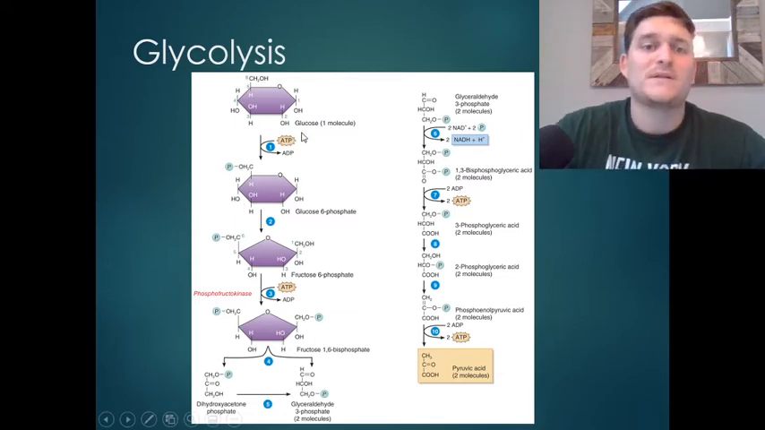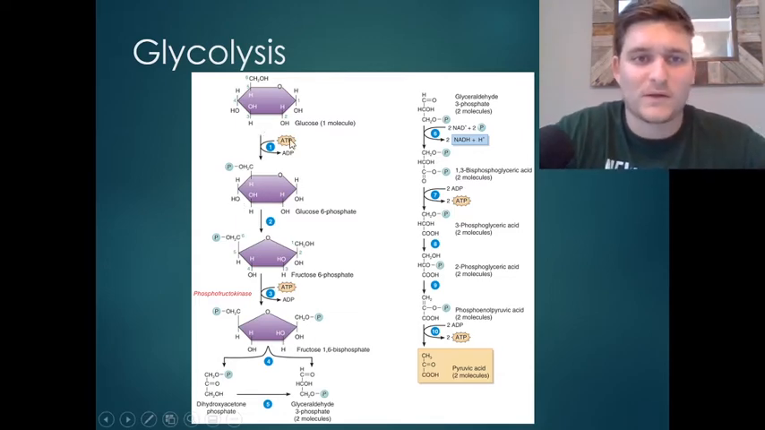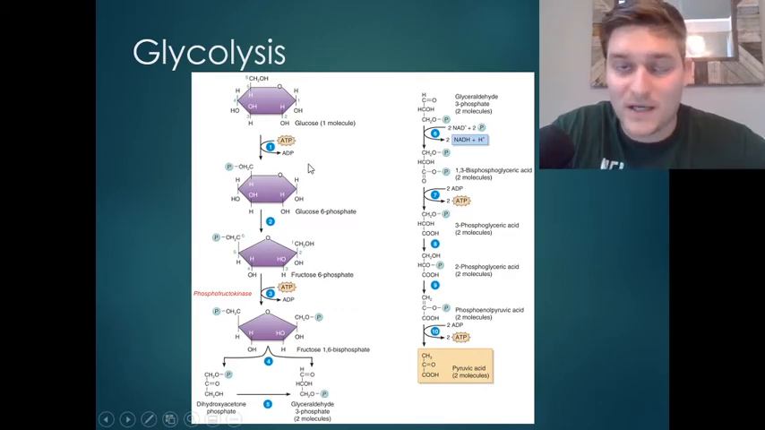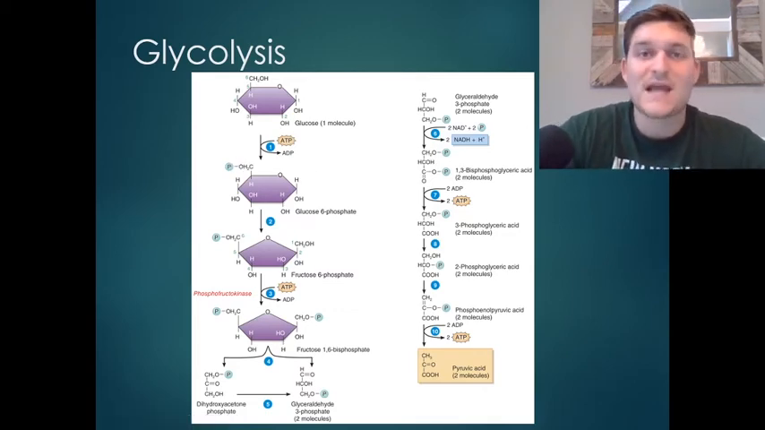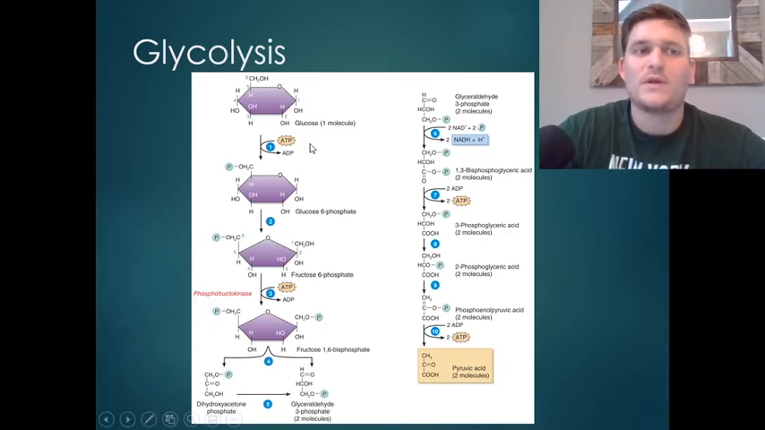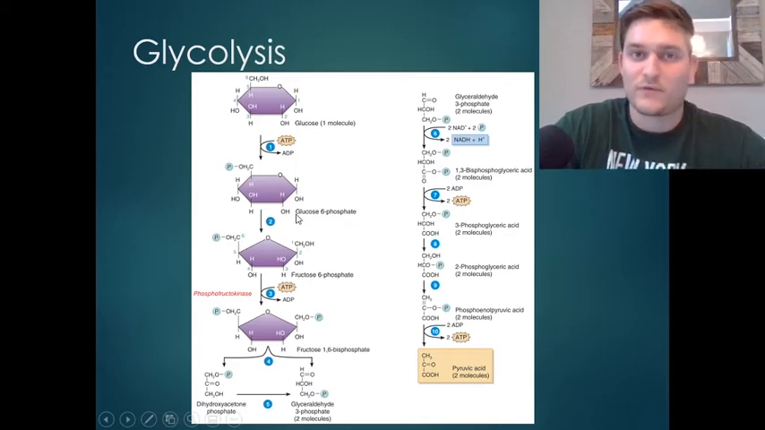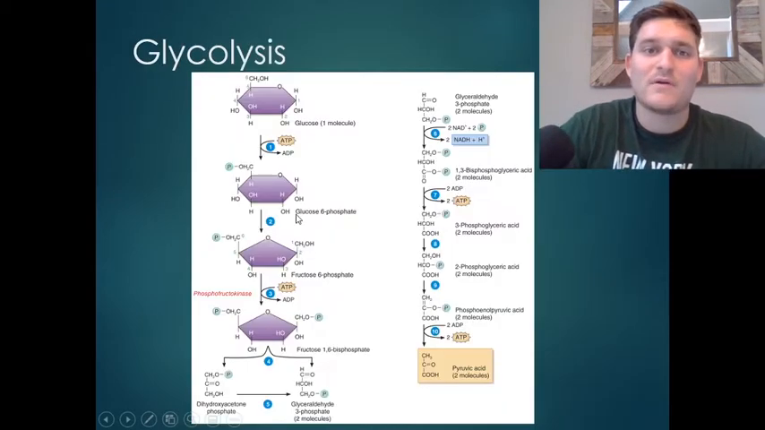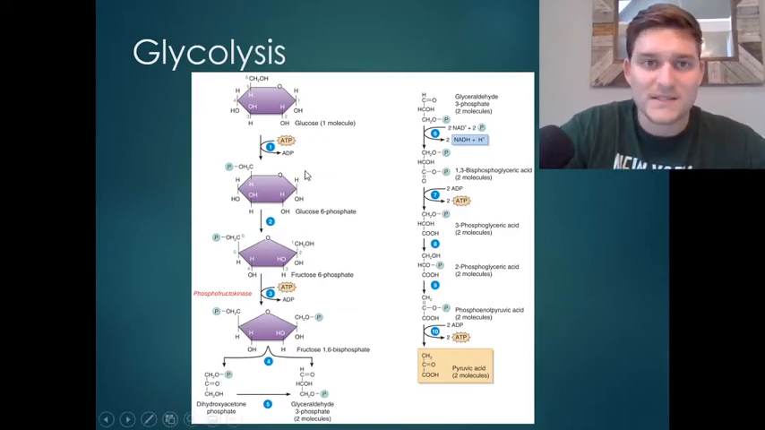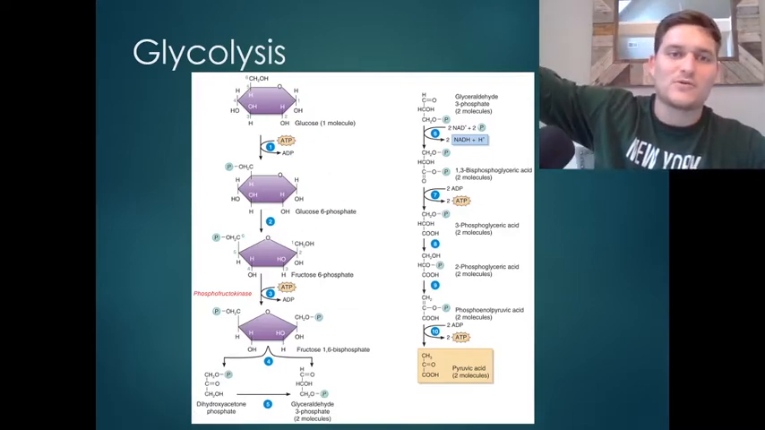But this whole process starts with one glucose molecule, and it's going to go through the first enzyme, which is hexokinase. And hexokinase is actually going to require we use one ATP molecule in order to convert glucose into glucose 6-phosphate. So if you're keeping record, we're already down one ATP after the first step of this process. But don't worry, we'll make up the energy later on.